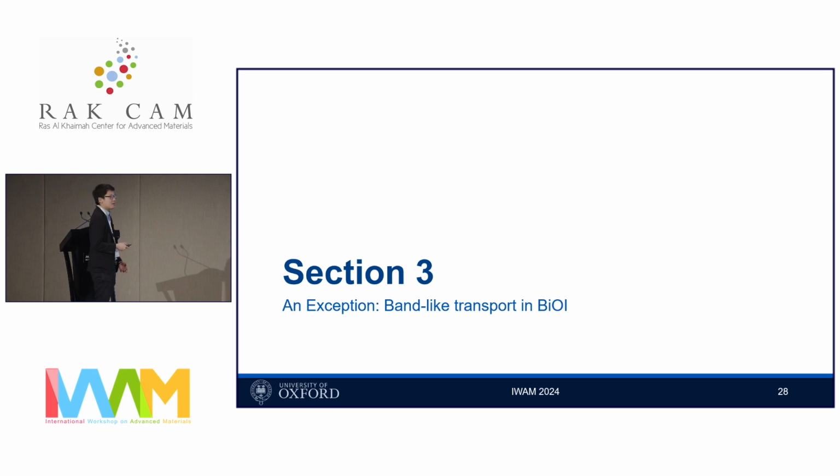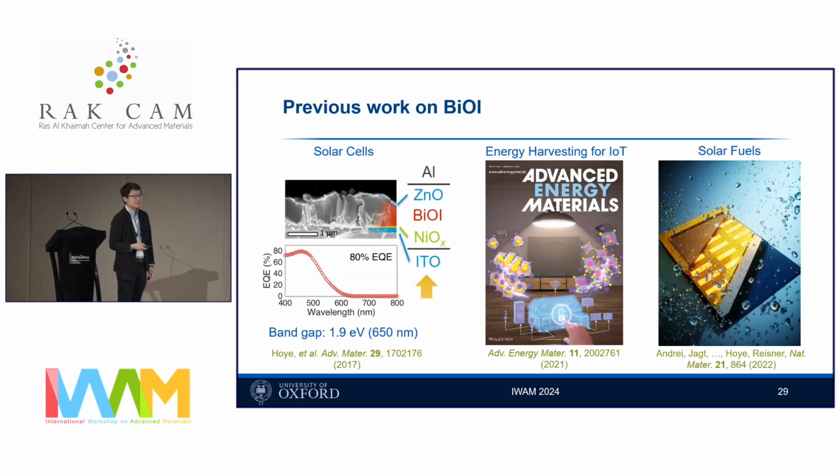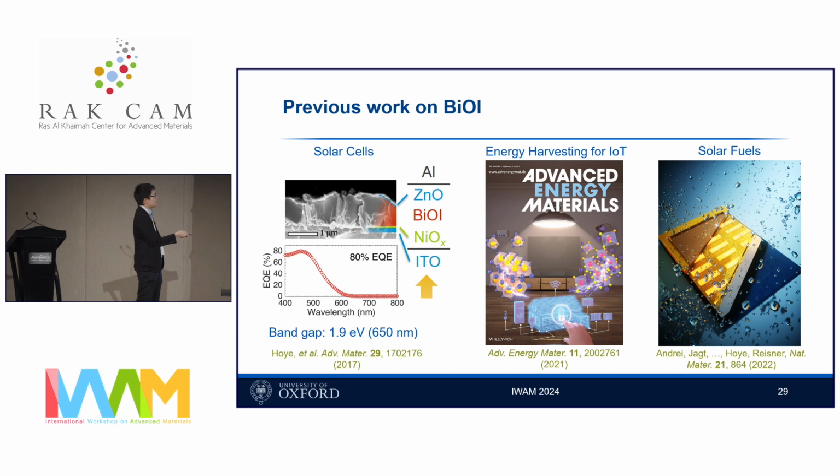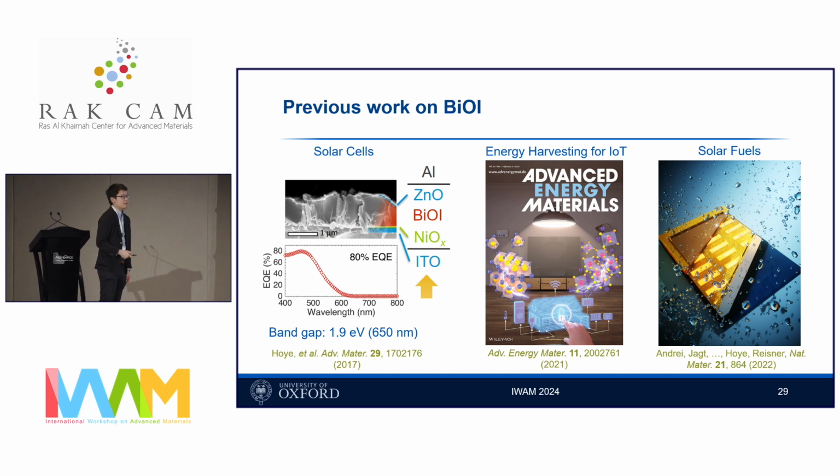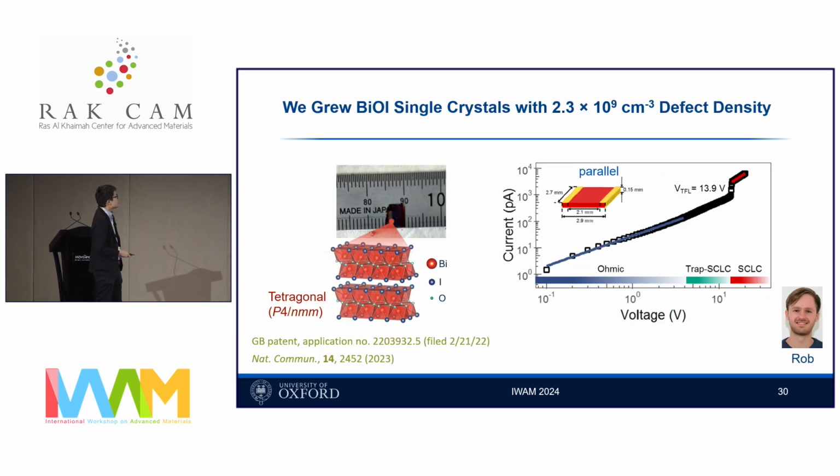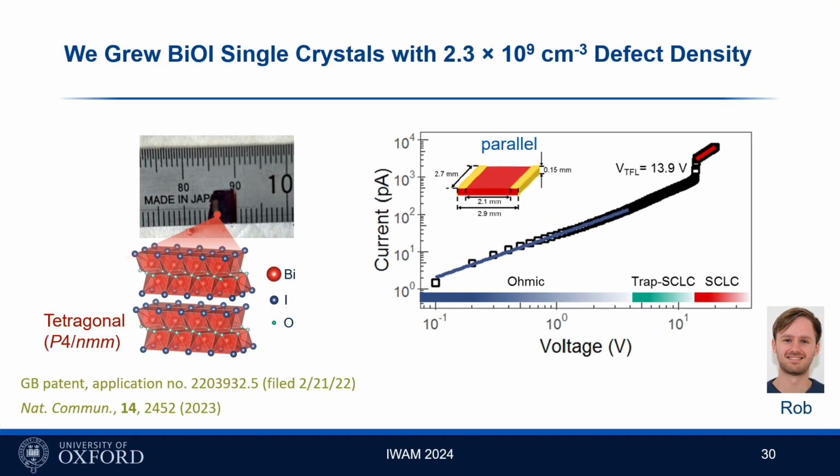I'll very briefly cover a recent solution we found with bismuth oxyiodide. I just want to briefly mention that we have been working on this material for some time now, firstly for solar cells, and then for indoor photovoltaics, and also more recently for solar fuels. But in this application here, we want to understand the fundamental properties of single crystals of this material.